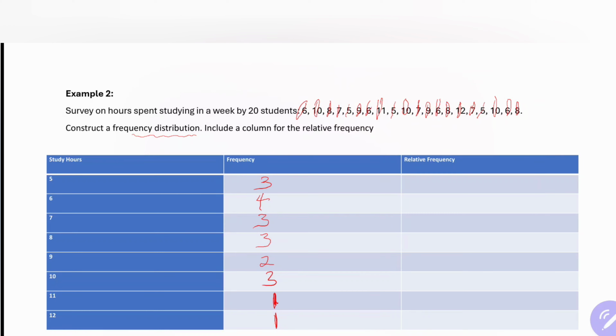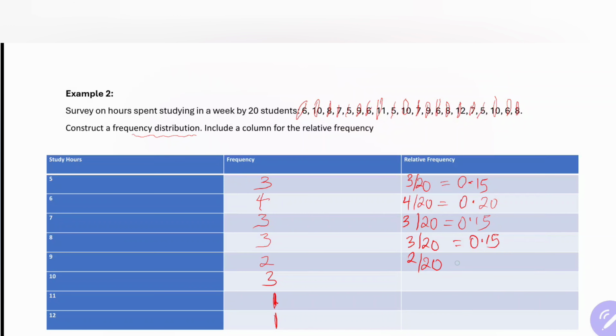Then how do we get the relative frequency? Using the same method, the same approach. Here we have 3 divided by 20. This should give 0.15. Here we have 4 divided by 20, here we have 0.20. Here we have 3 divided by 20, 0.15. 3 divided by 20, 0.15.